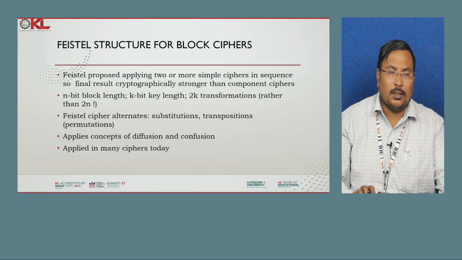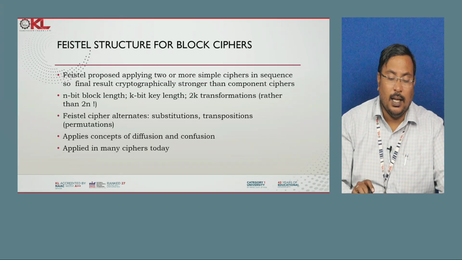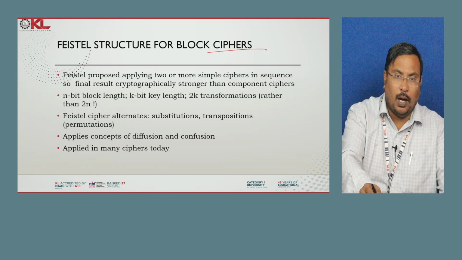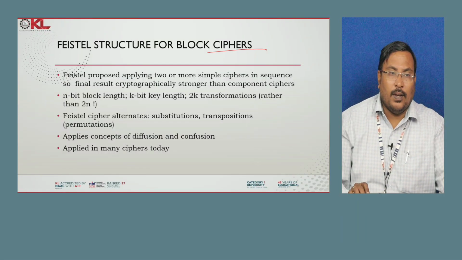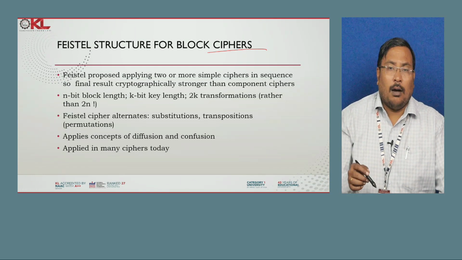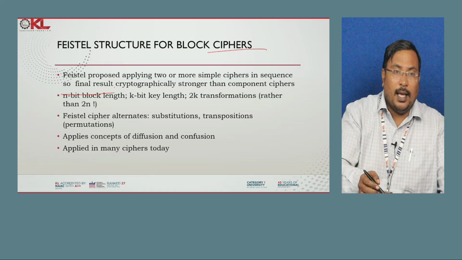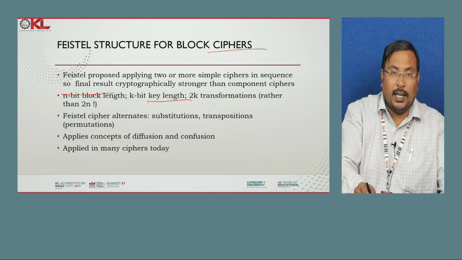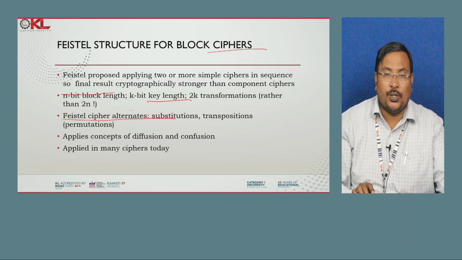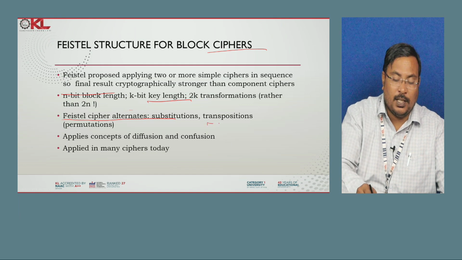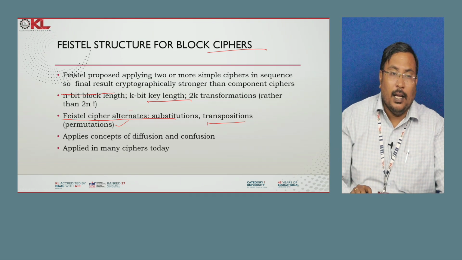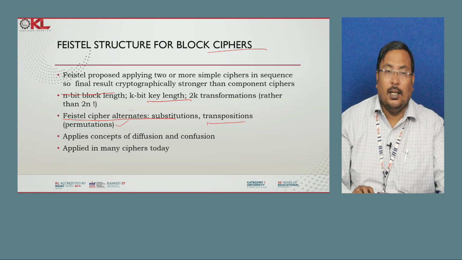So the Feistel structure. What is this Feistel structure? The Feistel structure is used to perform block ciphers. The Feistel structure proposed applying two or more ciphers in a sequence, so that the result is stronger than the component ciphers. With an n-bit block length and k-bit key, there are 2 power k transformations rather than 2 power n. The Feistel cipher uses substitutions and transformations, and transformation is nothing but permutation, changing the position from one position to another, and it applies the concepts of diffusion and confusion.